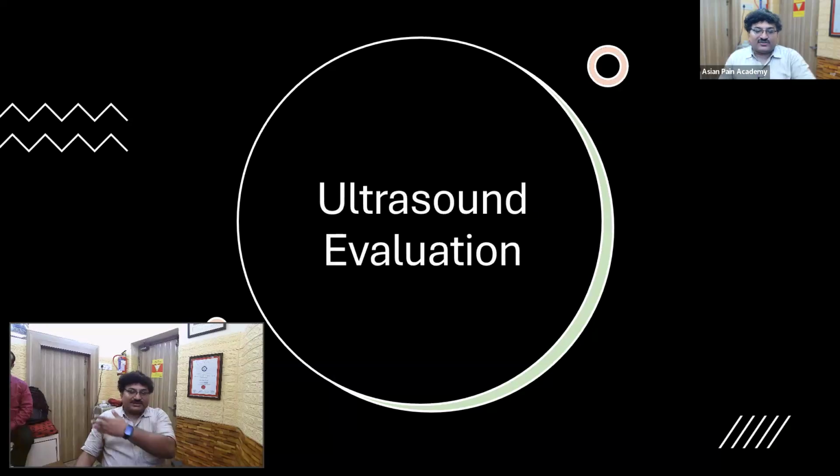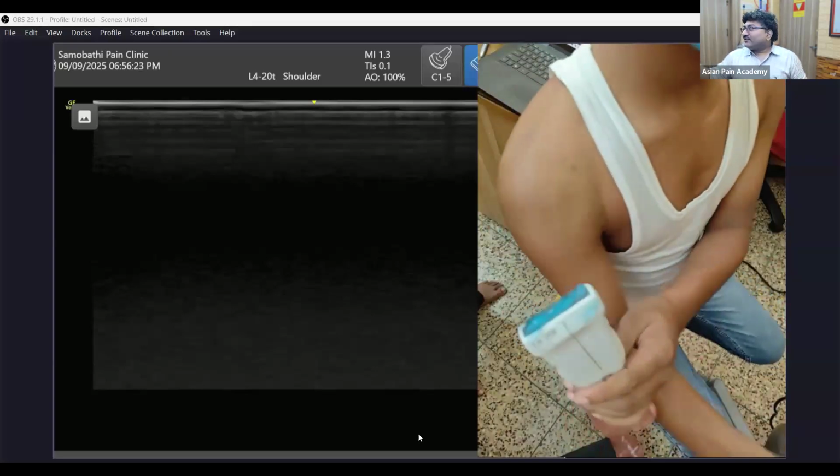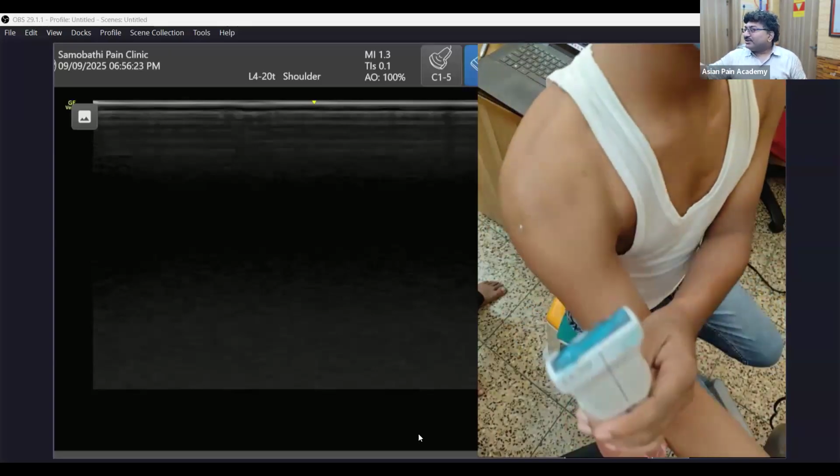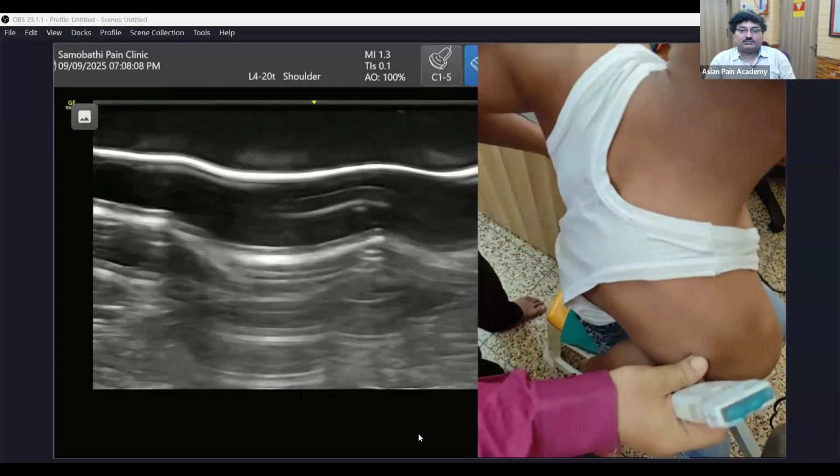So let us see the infraspinatus under ultrasound. So start with the infraspinatus. Let's show the infraspinatus only. I think it would be better if you show the infraspinatus as well as this spinoglenoid notch. Both we can show together.